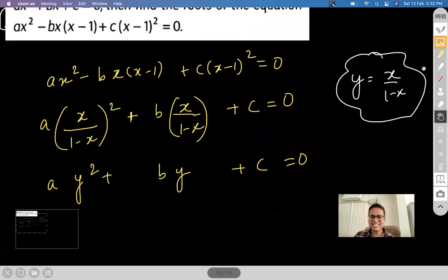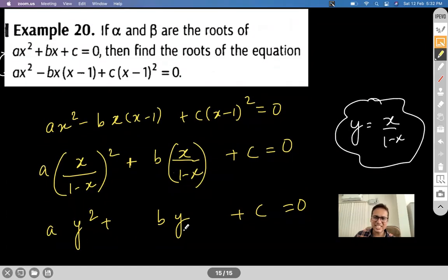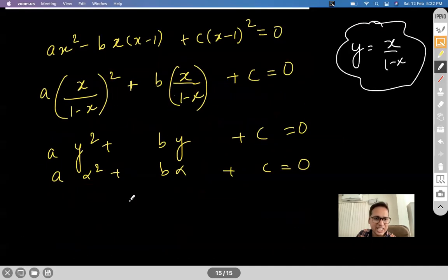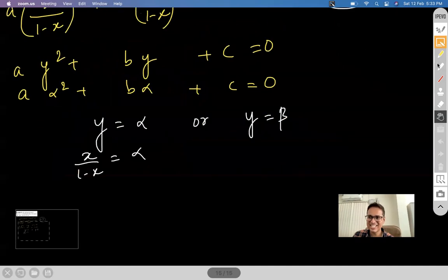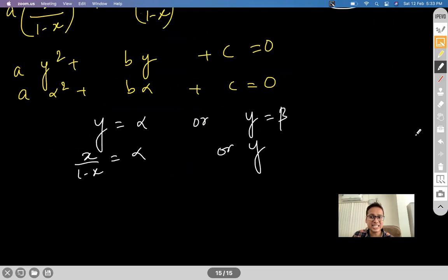Now, please understand that if this is satisfying it, which means if you compare it with this equation, A alpha square plus B alpha plus C equal to zero, your y is actually either your alpha or your beta. Because the same quadratic equation cannot have three roots. So either y will be alpha or y will be beta. If y is alpha, you're saying x by 1 minus x is alpha. And if it is beta, you're saying x by 1 minus x is beta.